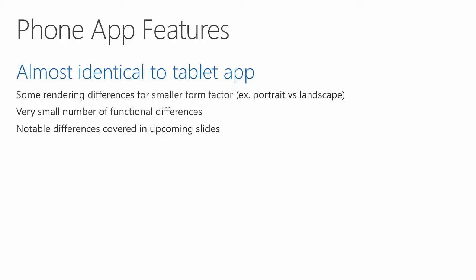One of the great things about the new phone app is that it is almost identical to the tablet app as far as features and user experience. There are mostly just some small rendering differences to optimize it for the phone form factor, which has a smaller screen size than a tablet. The number of functional differences is very small, and we will review the notable differences in the upcoming slides.